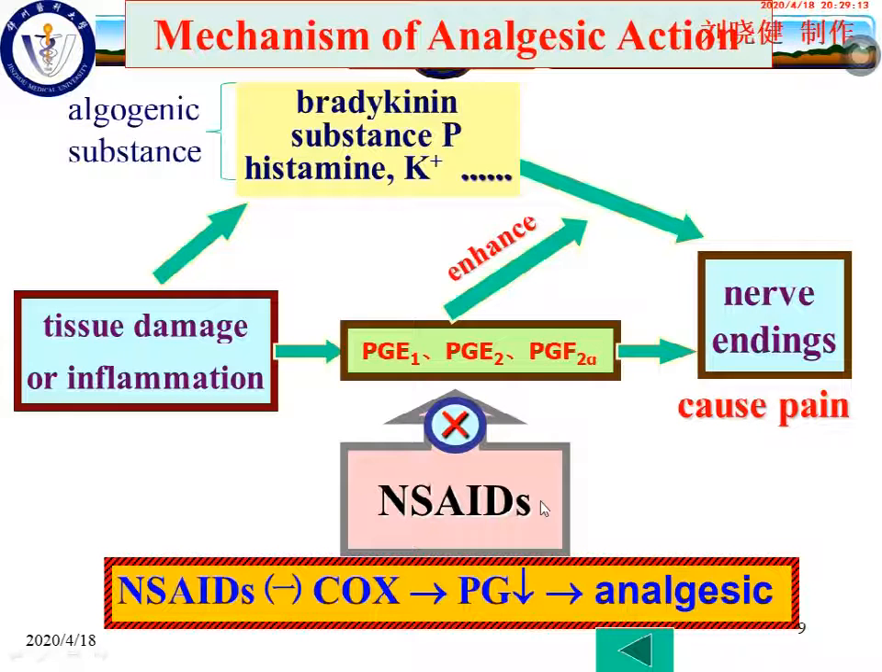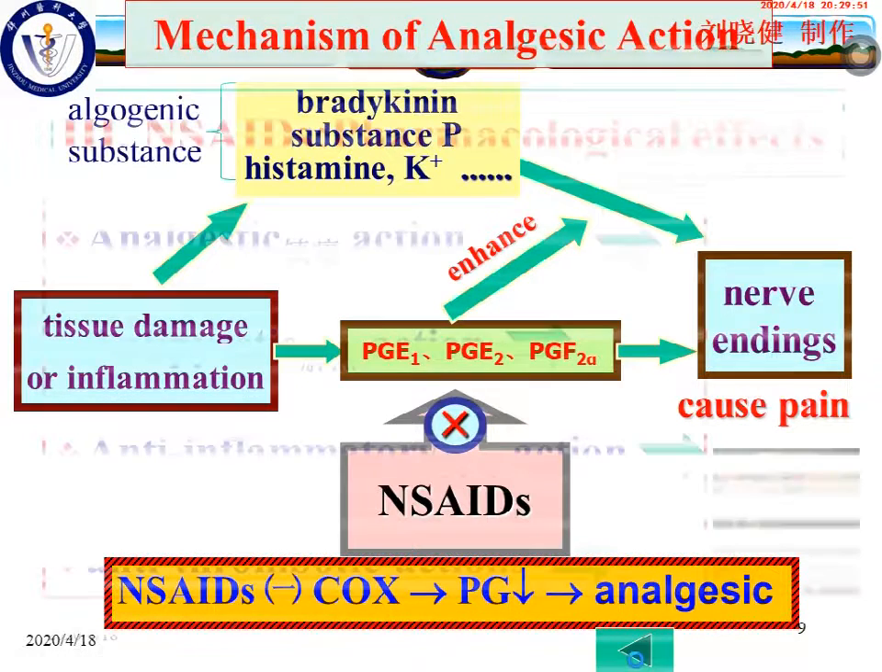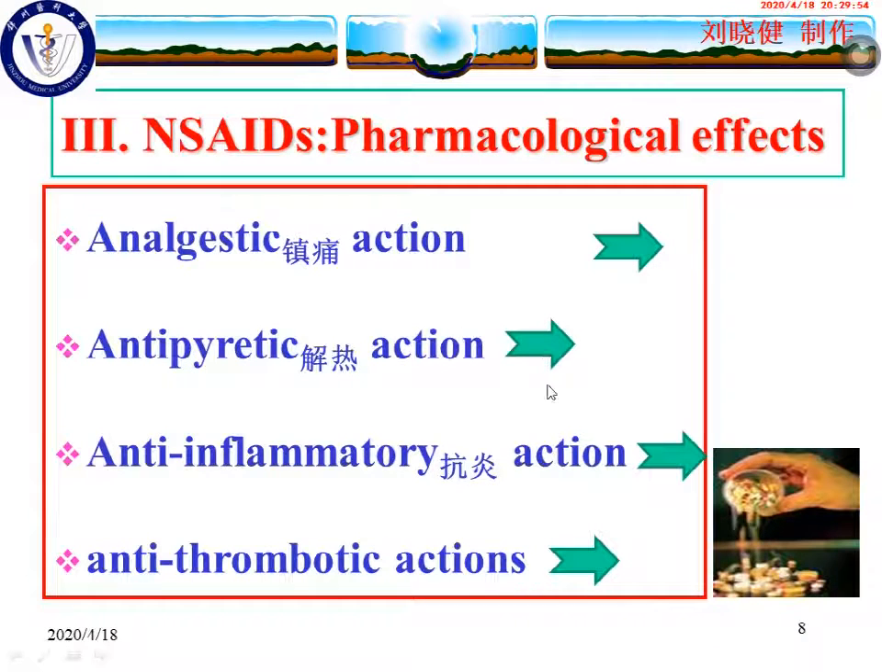Actually, no single non-steroidal anti-inflammatory drug has demonstrated superior efficacy over another, and all agents are generally considered to have equivalent analgesic efficacy. These drugs are used mainly for the management of mild to moderate pain arising from musculoskeletal disorders. This is the first effect. Next one, antipyretic action.